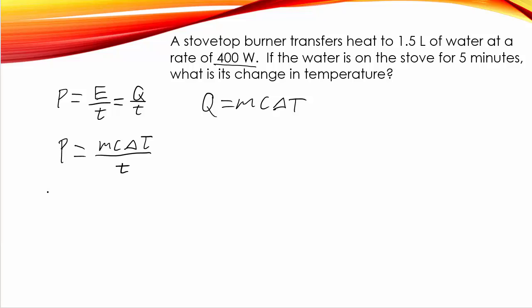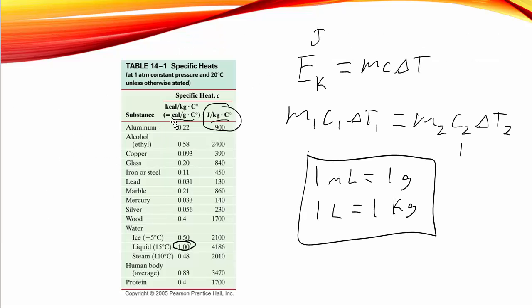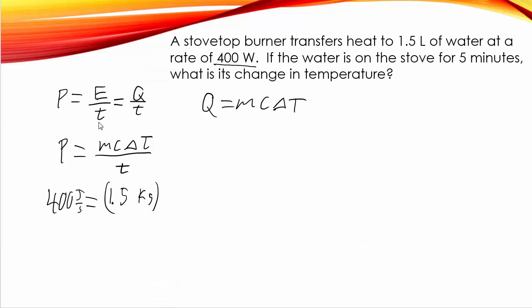The power is given, it's 400 watts. The mass, if I have 1.5 liters, that corresponds to 1.5 kilograms. I might just write that in to remind myself that I'm using kilograms. Also, the power over here is going to be joules per second, right? So when I'm choosing my value for C, I can't use the value of 1 because then I would need calories and grams, but I've got joules and kilograms, so I've got to use this 4,186 for the specific heat of water.